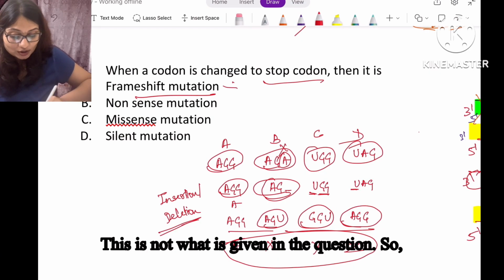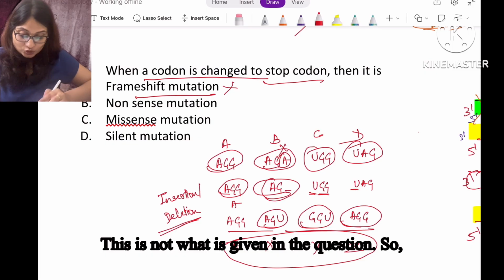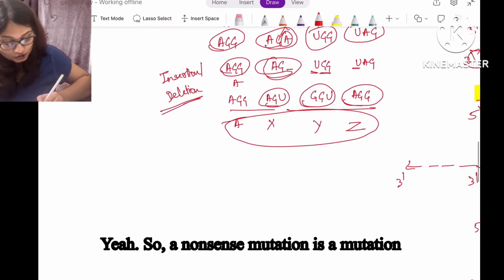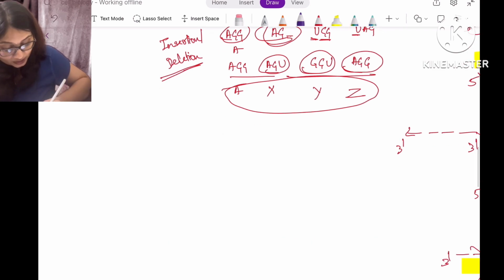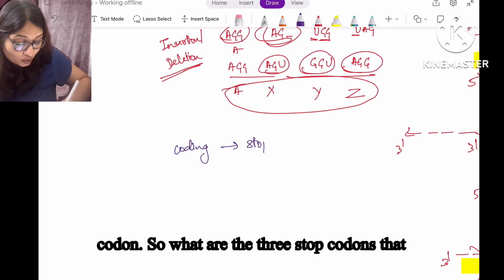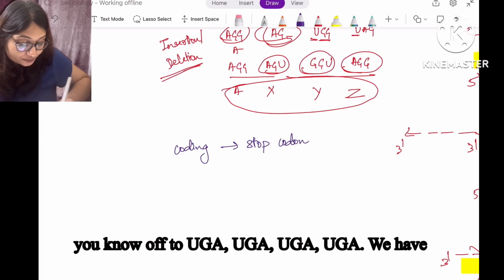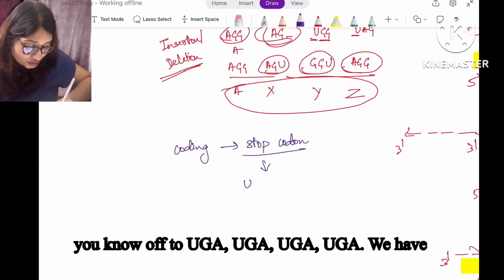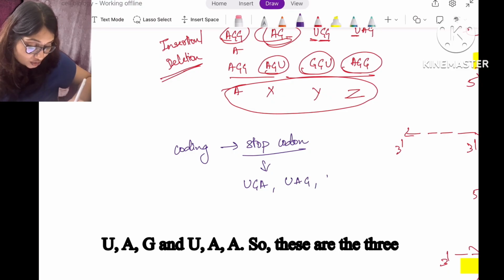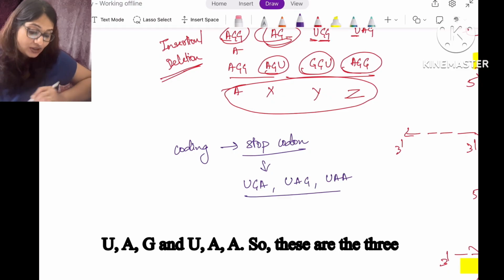So this is not what is given in the question. So now let's discuss nonsense mutation. Yeah, so a nonsense mutation is a mutation where a coding codon is changed into a stop codon. So what are the three stop codons that you know of? So UGA, UAG, and UAA. So these are the three stop codons.